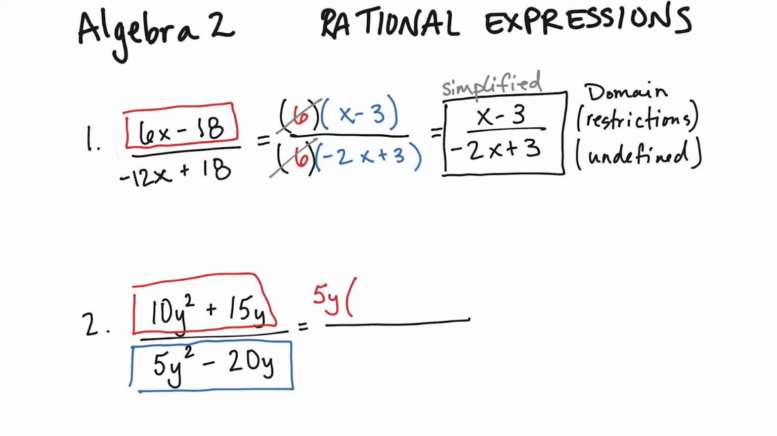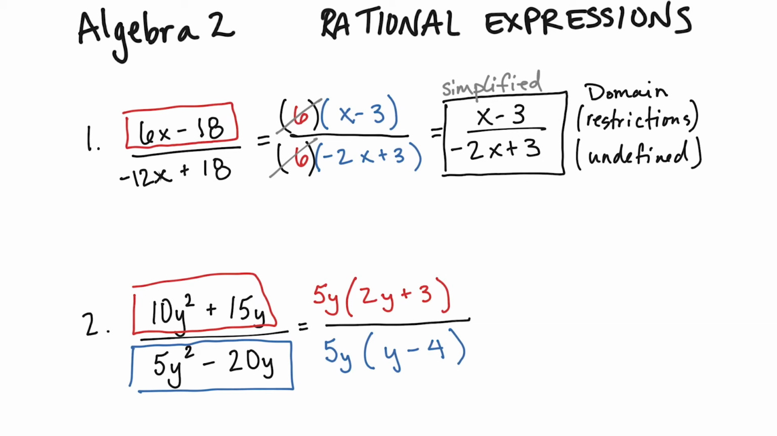So when I divide everything by 5y, I get 2y plus 3. Okay, so now I'm going to go into my blue expression and see that 5y is also a GCF. It's the GCF. What do I have left? That's 1y minus 4.